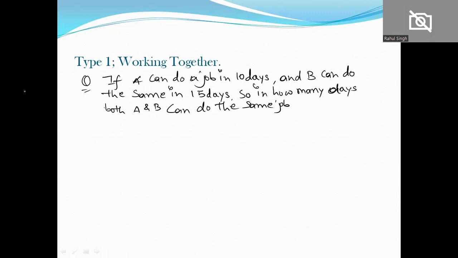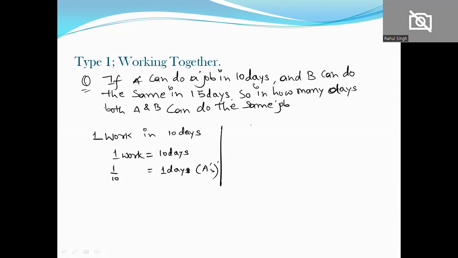Okay, let's take this question by the unitary method. Now A is doing one work in 10 days. So he is doing one work in 10 days. If he does one work in 10 days, how much will he do in one day? One day's work will be 1/10. So A's work in one day is 1/10.